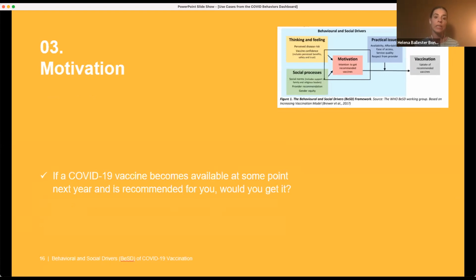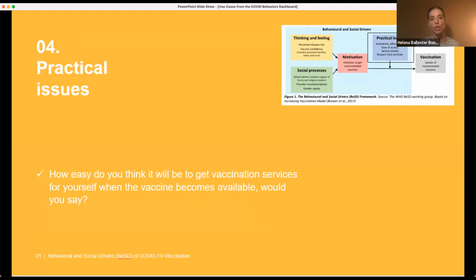The third area is the motivation, so whether people are willing to take up the vaccine when it becomes available to them. And the last one is practical issues. So whether it was easy for those willing to get the vaccine to actually get the vaccine. And these, as I was saying, provide us a very interesting 360 vision of the different drivers that are influencing vaccine demand and uptake.